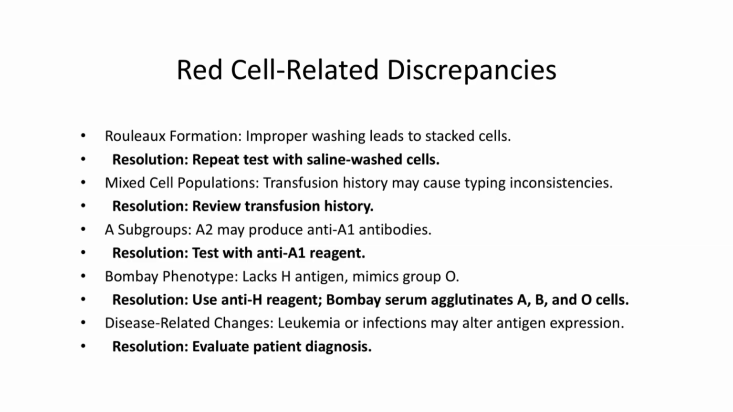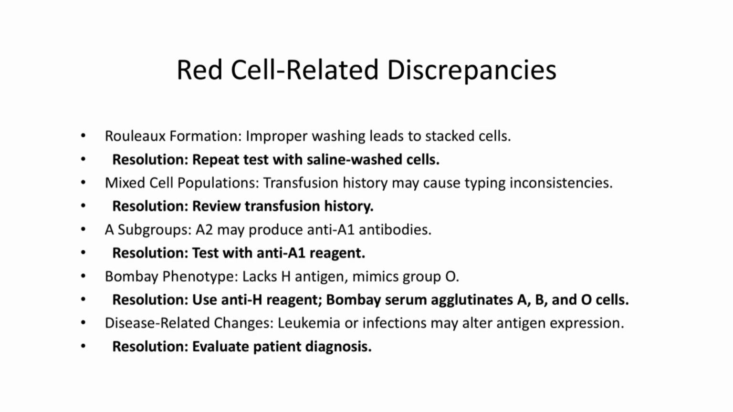Red cell-related discrepancies. First, rouleau formation, due to improper washing. When red cells are not adequately washed, they may form rouleaux, stacks resembling coins, which can interfere with agglutination results. Resolution: repeat the test using saline-washed cells to eliminate excess proteins and improve accuracy.